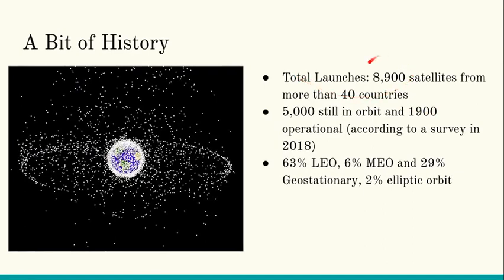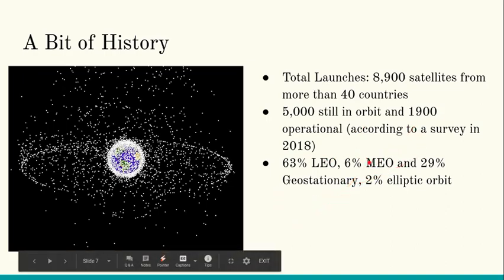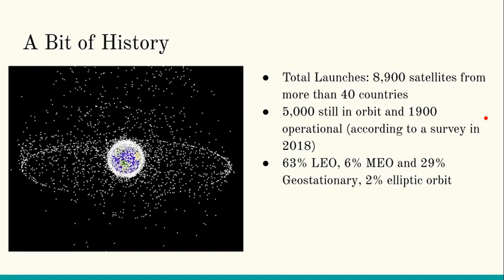A total of 8,900 satellites have been launched so far by 40 countries, and we are proud that we are one of those countries. There are 5,000 satellites which are still in orbit. Out of that, approximately 1,900 satellites are operational. Out of all the satellites, 63% are in lower orbit LEO, 6% are in medium Earth orbit, 29% are geostationary satellites, and 2% are in elliptic orbit.